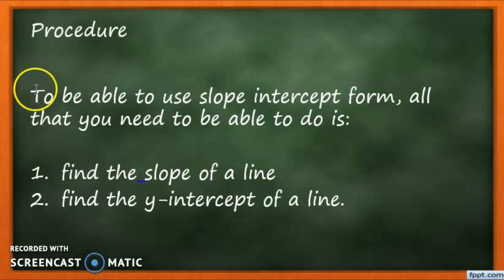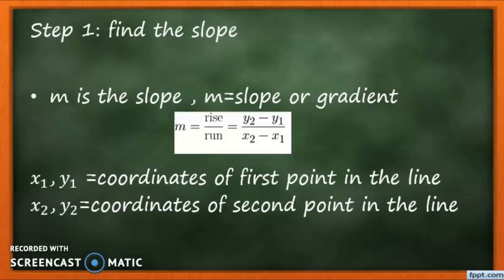So, procedure. To be able to use slope-intercept form, all that you need to be able to do is find the slope of a line and find the y-intercept of a line. So again, 1, find the slope of a line, 2, find the y-intercept of a line. Alright, very simple. Step 1, find the slope.